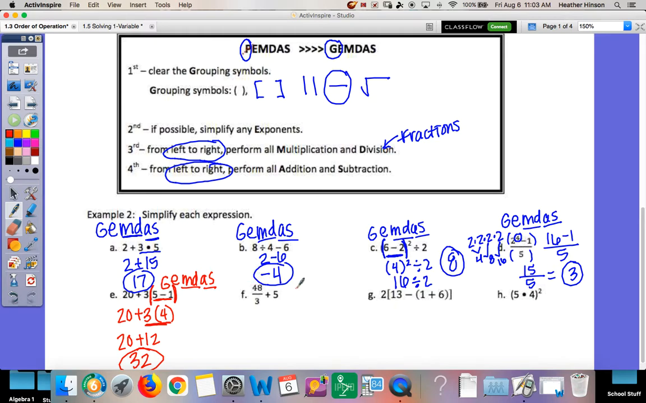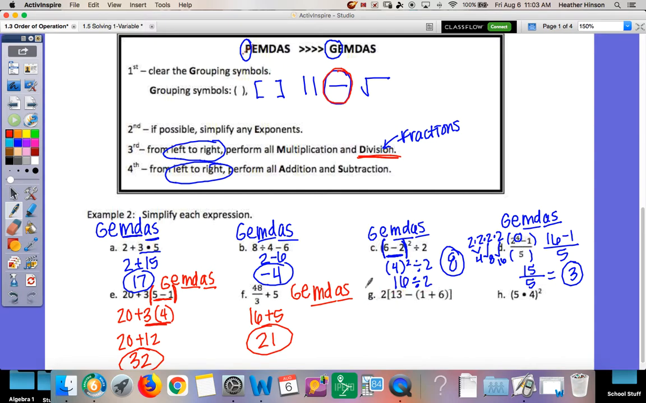Okay, F. Do we have any grouping symbols? Yes, a fraction is a grouping symbol. And what are fractions? Fractions are division. So what is 48 divided by 3? That is 16. So that takes care of your group. You could have saved that for division later, but you can go ahead and get rid of it here. No exponents. Do we have multiplication or division? No, we took care of the division. We're good with that. Do we have addition or subtraction? Yes, 16 plus 5 is 21.